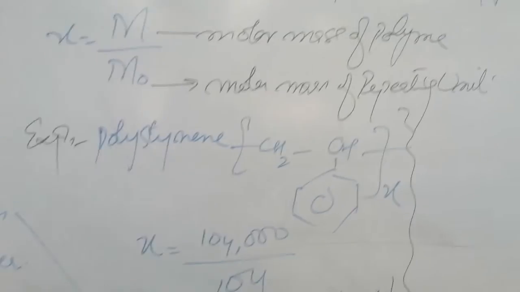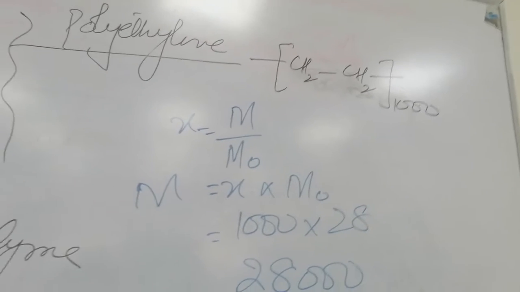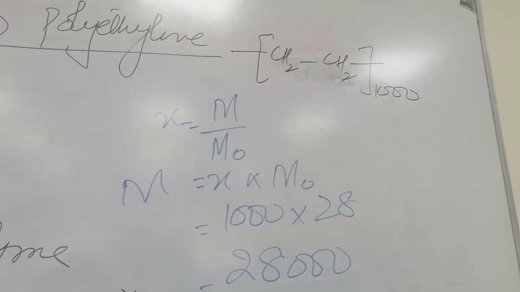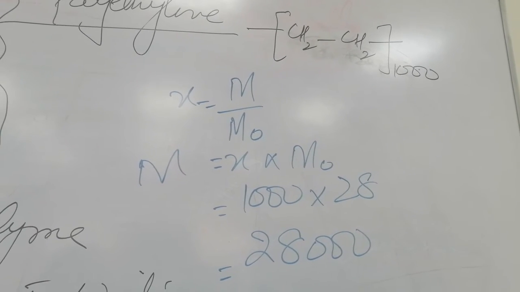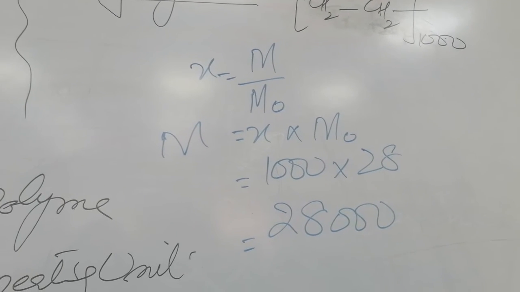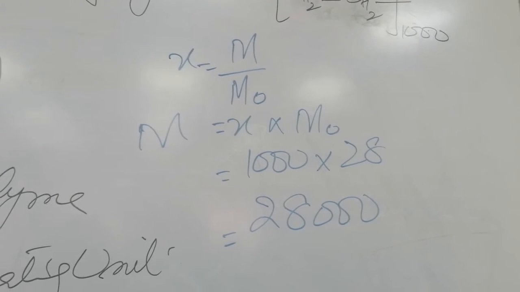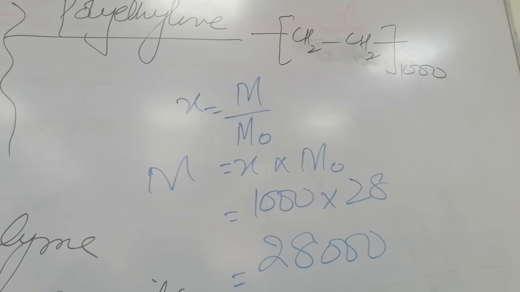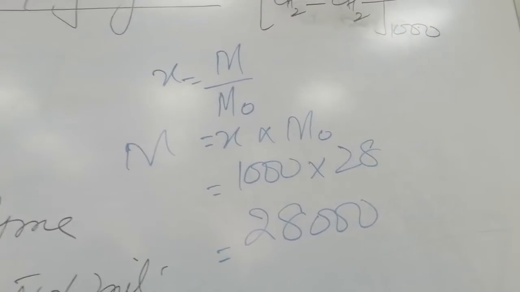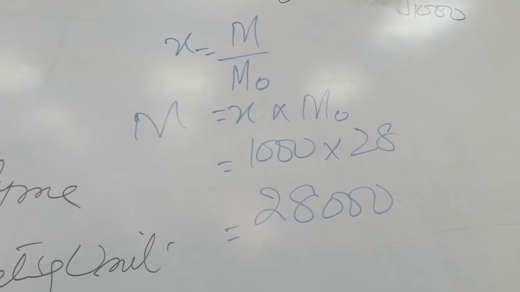Then you can take another example: if you know the degree of polymerization, how can you find the molar mass? Take the example of polyethylene. The molar mass of the polyethylene repeating unit is 28, and the degree of polymerization is 1000. By simply rearranging the equation, you get the molar mass of the polymer. As we know X = M / M0, we rearrange it to M = X × M0, as you can see in front.